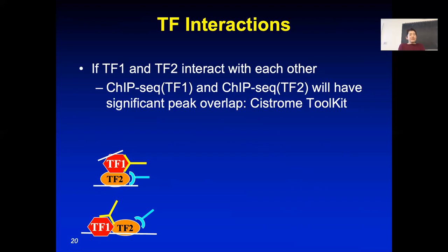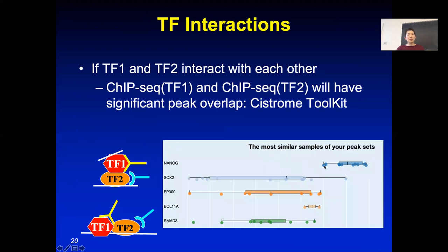One way to look at those transcription factor interactions, which is only available recently, is that in Cistrome DB we also have a function called the Cistrome Toolkit. If you have one transcription factor ChIP-seq, you can run it against the Cistrome Toolkit, because we have collected the world's largest collection of ChIP-seq data. You just run it and ask what other transcription factors have significant overlap with my ChIP-seq data. For example, this is one Nanog ChIP-seq dataset, and here every dot is one public ChIP-seq dataset. You can see there are a lot of other ChIP-seq datasets on Nanog that look like mine, and that's also an important quality control.